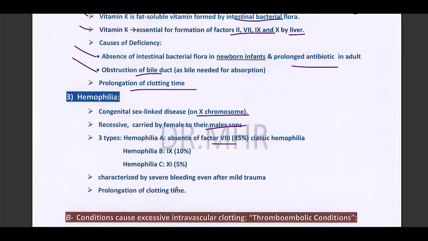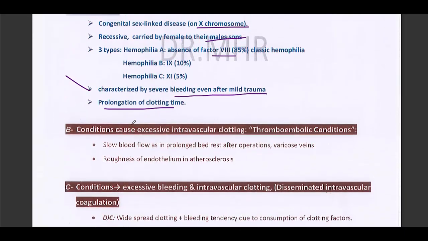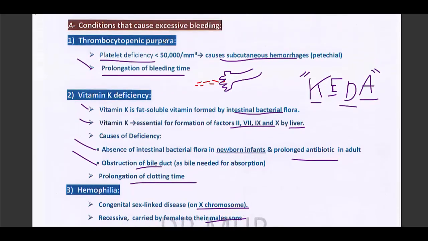It is characterized by severe bleeding even after mild trauma. And it is also diagnosed by prolongation of clotting time, as in vitamin K deficiency. So we can differentiate between hemophilia and vitamin K deficiency by severe bleeding after mild trauma. This is the main characteristic of hemophilia. Okay, that was conditions that cause excessive bleeding.